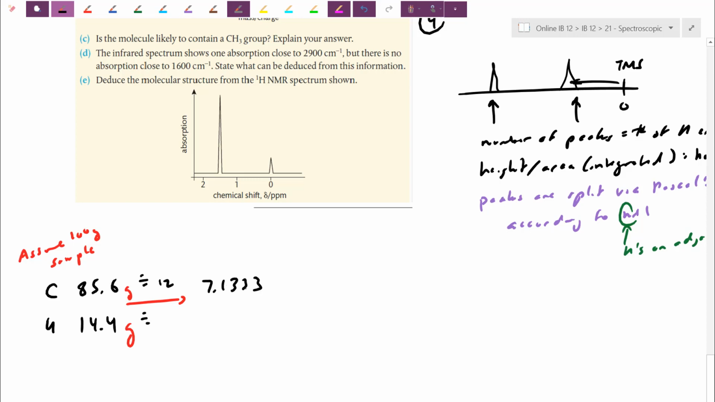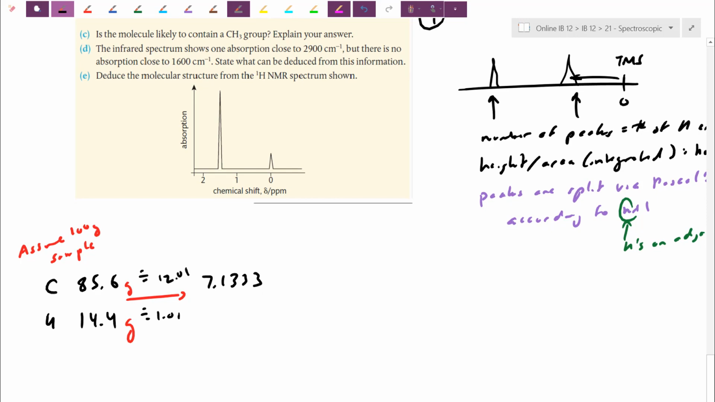7.1333 repeated. 14.4 divided by 1.01. I guess I should do that a little more precisely. Sorry, 7.127. 14.4 divided by 1.01 gives me 14.257. These are now actually moles. These are now ratios, I can actually compare them. I now need to find the ratio between these two, so let's divide out the smallest one. Let's divide out 7.127. That should pretty much give me 1 to 2 as a ratio.